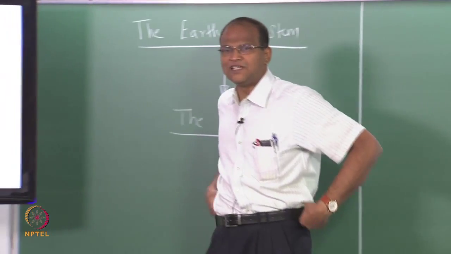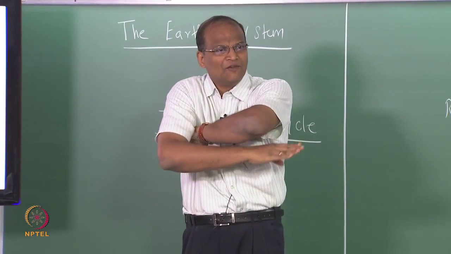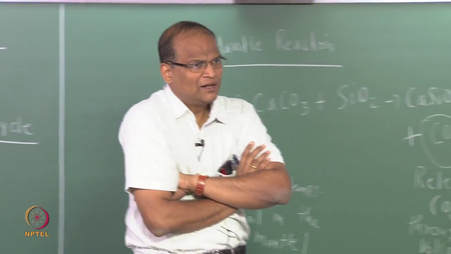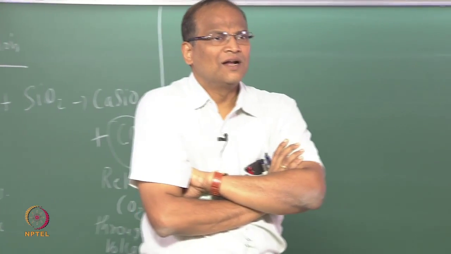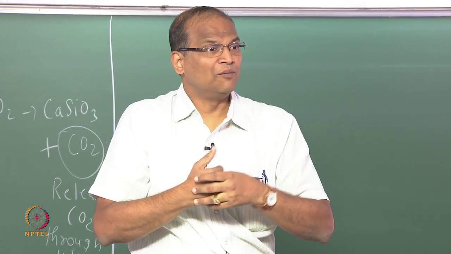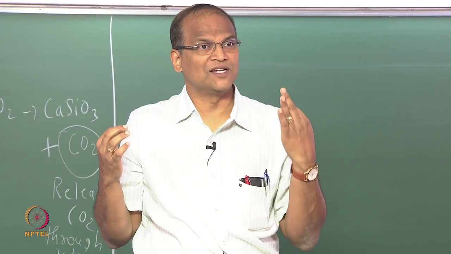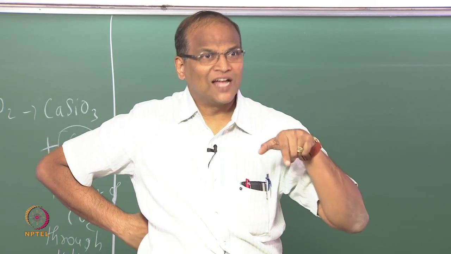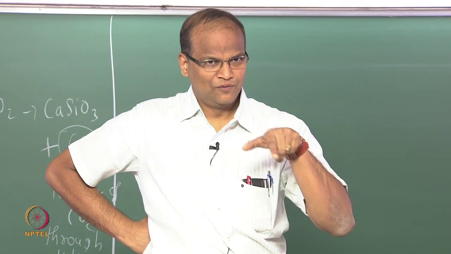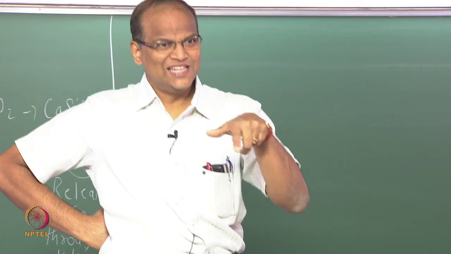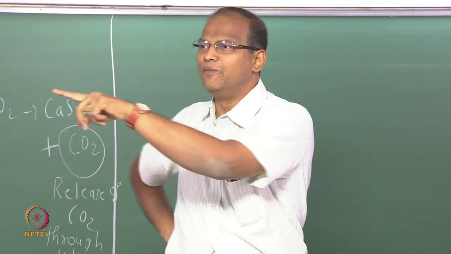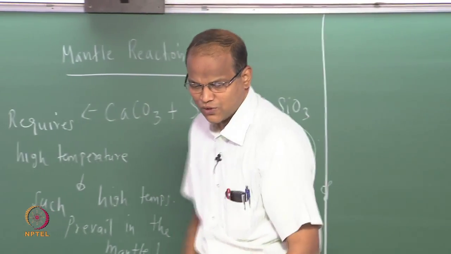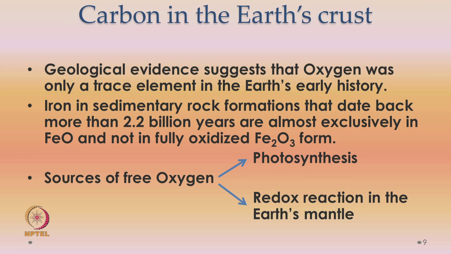The sources of free oxygen are basically photosynthesis. That photosynthesis reaction we have already looked at. There is an uptake of carbon dioxide and water, and radiation is absorbed at 0.43 micrometer and 0.66 micrometer, which are essentially blue and orange light. Energy is going in; the plants are taking food in the form of energy. E is equal to h nu. With that, they make H2CO, the food, the glucose. So, the sources of free oxygen are photosynthesis and redox reaction in the earth's mantle.